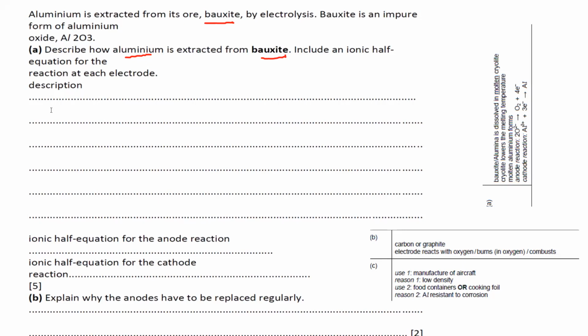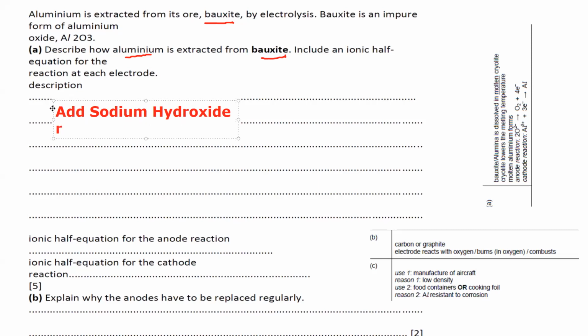in the first part you can mention, first we add sodium hydroxide to remove impurities such as iron(III) oxide.